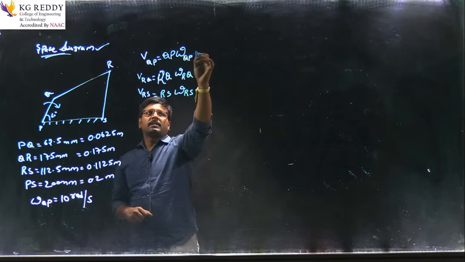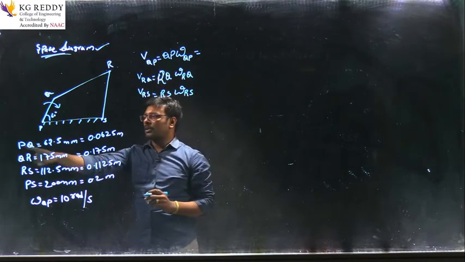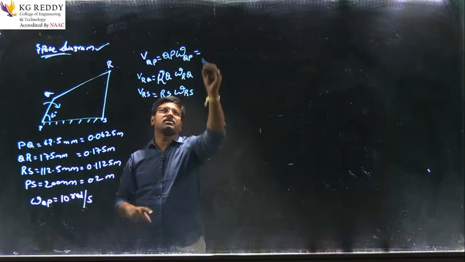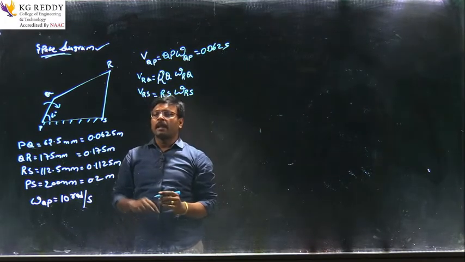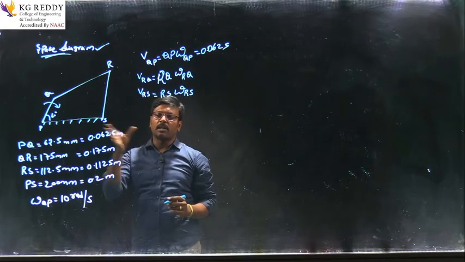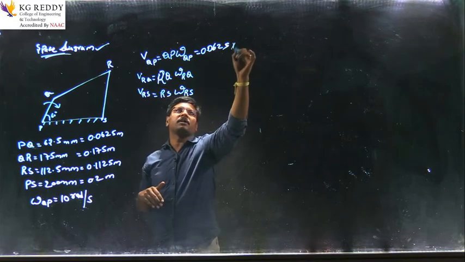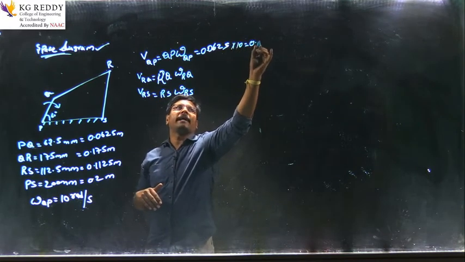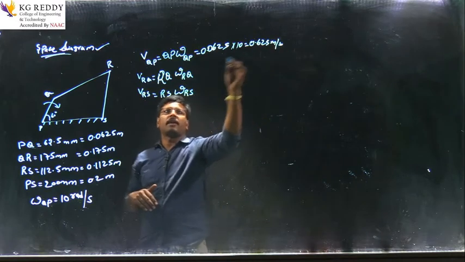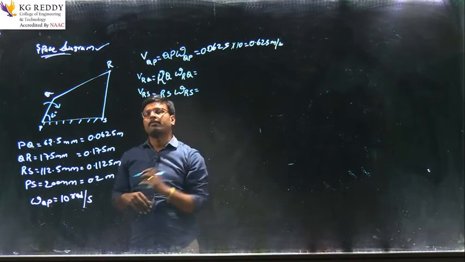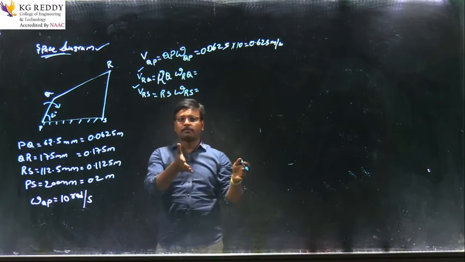This is the value which is given, that is PQ that we already got, 0.0625 meters, and the angular velocity is rotating in clockwise direction. So here it is 10 radian per second. So we get 0.625 meter per second. This is the value, and these are the values we don't know. We will get them directly from the velocity diagram.